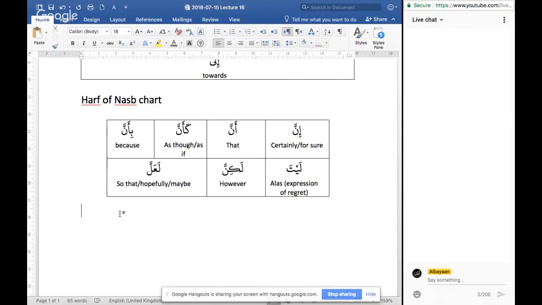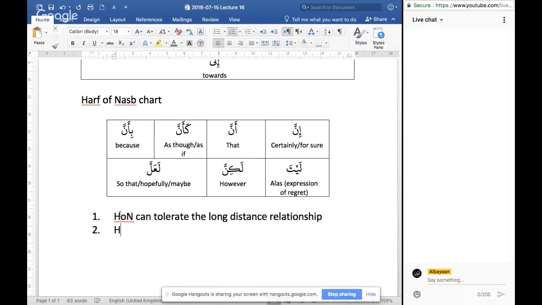For the Harf of Nasab, we did a few pointers as well. We said Harf of Nasab can tolerate a long distance relationship, unlike the Harf of Jar. Harf of Jar does not tolerate a long distance relationship, but Harf of Nasab can. So this is what we did last time.